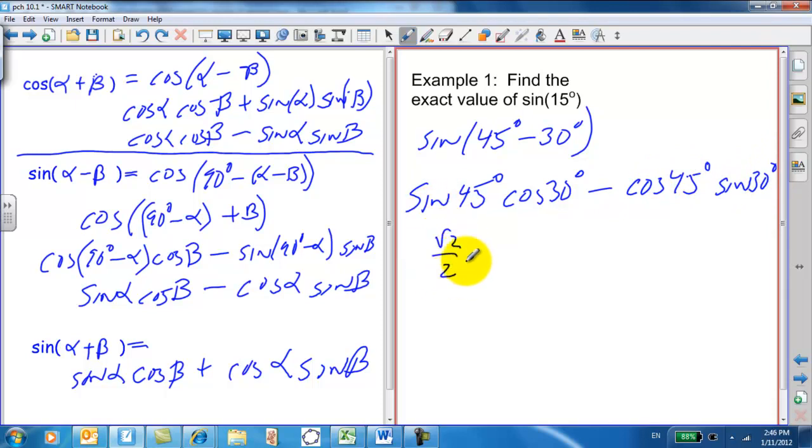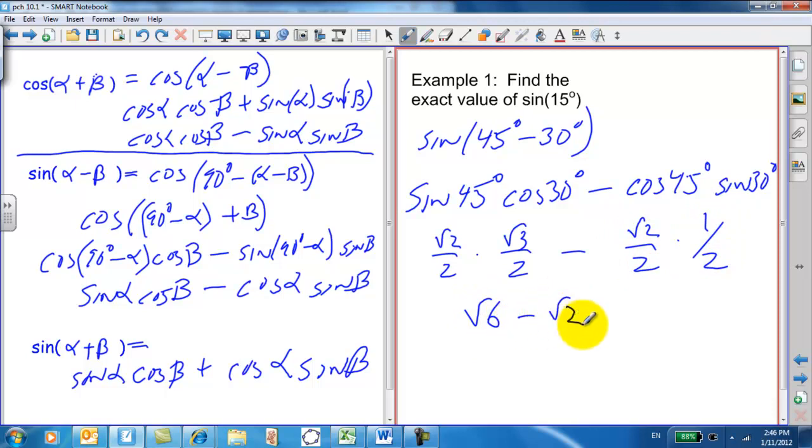Sine 45 is square root of 2 over 2, cosine 30 is square root of 3 over 2, cosine 45 is square root of 2 over 2, sine 30 is a half. So that's square root of 6 minus square root of 2 over 4.